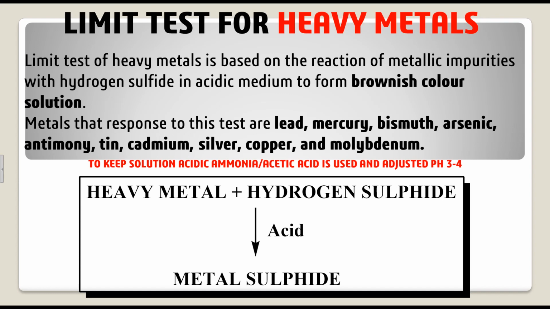Here we add ammonia and acetic acid to keep the pH 3 to 4. Why? Because we have to conduct this reaction, heavy metal versus hydrogen sulfide, in acidic medium. So we have to use ammonia and acetic acid to maintain the acidic medium. This is the limit test for heavy metals. The reaction between heavy metal and hydrogen sulfide gives you metal sulfide in acid medium.